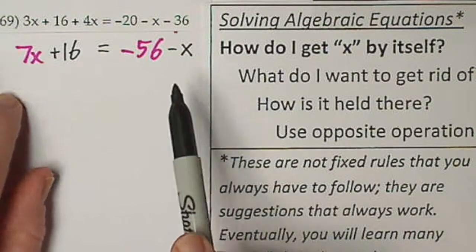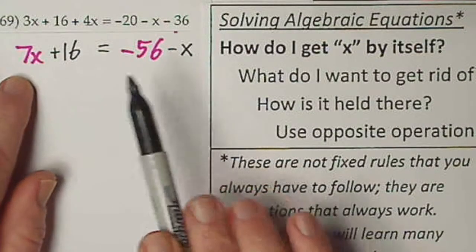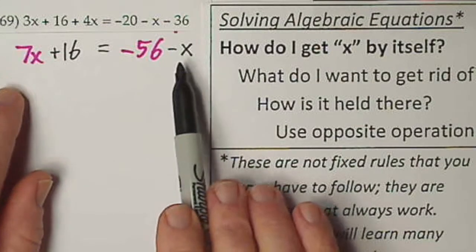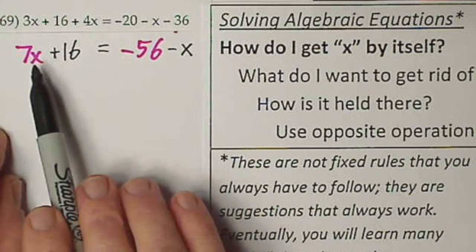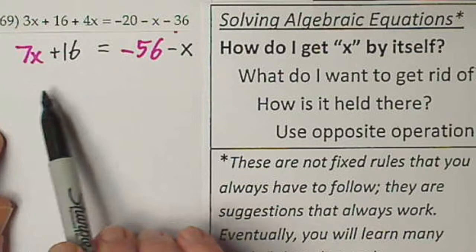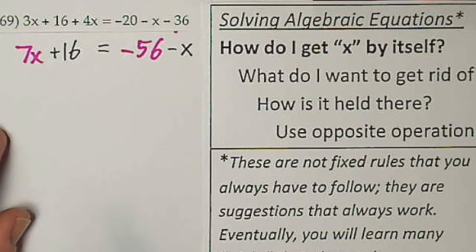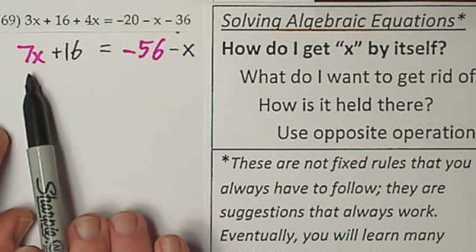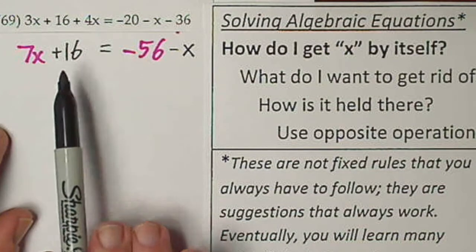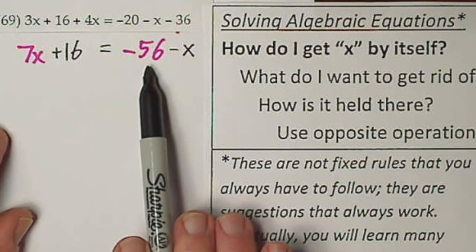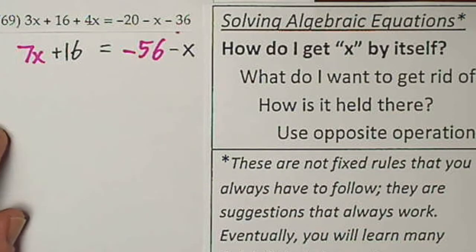Now I've got a little bit of a problem. I have an x on this side and I have an x on this side. So I either need to get rid of this one or I need to get rid of this one. And by the way, at this point, I have at least 4 options. There's actually more. I could get rid of the 7x. I could get rid of the 16. I could get rid of the negative 56, or I could get rid of the negative x. I am most concerned about the variables, so that's what I tend to address first.